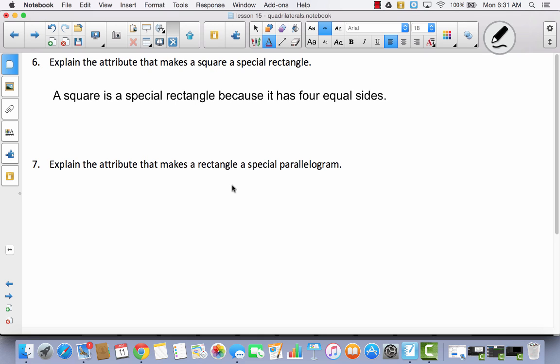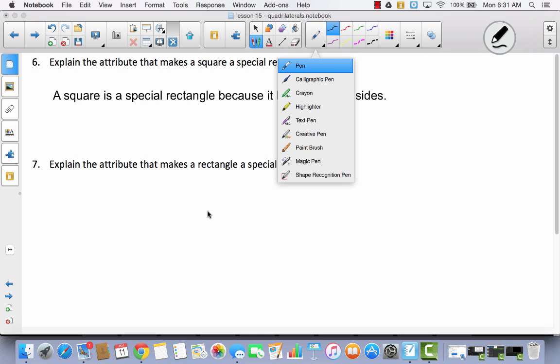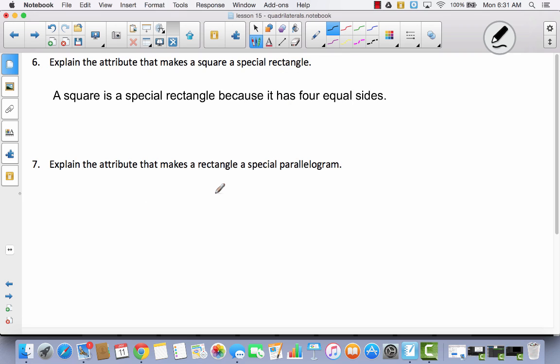Explain the attributes that make a rectangle a special parallelogram. So think about this. You don't have to draw this, but I want you to think about this for a minute, okay? I'm going to draw this just so you can have a comparison. Here's my rectangle, and I'm not using a straight edge, so bear with me here. My rectangle looks like this. This is not beautiful, but this is my rectangle. And then I have a parallelogram. Now, a rectangle is a parallelogram because it has 2 pairs of parallel sides, just like the parallelogram. But what makes this not just a parallelogram? What does it have that makes it a rectangle?